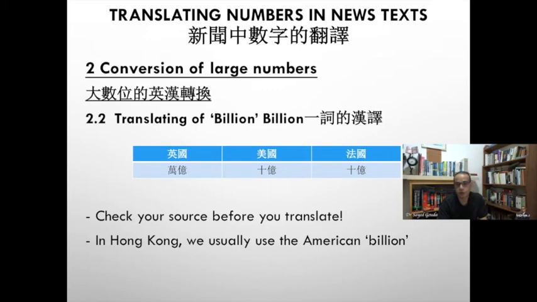But if you translate something, a report, for example, written by a British writer, or you translate a speech given by the British PM, for example, then you need to bear in mind that when he says billion, he means 12 zeros after the one, meaning a million million, not 1,000 million as in the American.